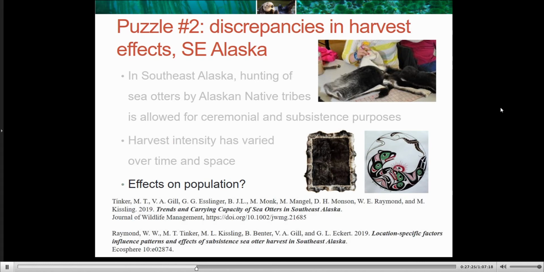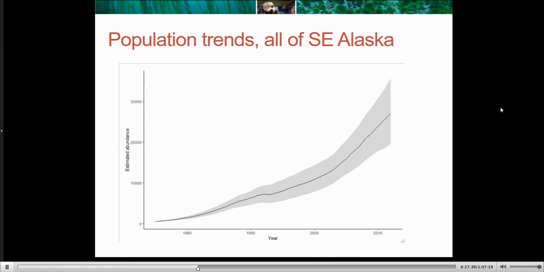And I'll mention that both the population analysis and model for Southeast Alaska and the analysis of the hunting effects just came out in papers this last year. So here's the regional trends for all of Southeast Alaska now, not just southern Southeast, but the entire region, from the point of translocations in the 1970s up to the present.